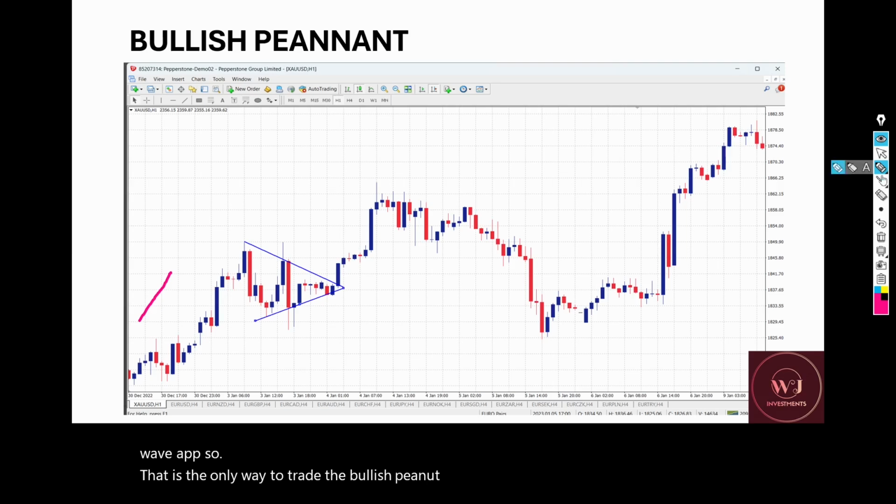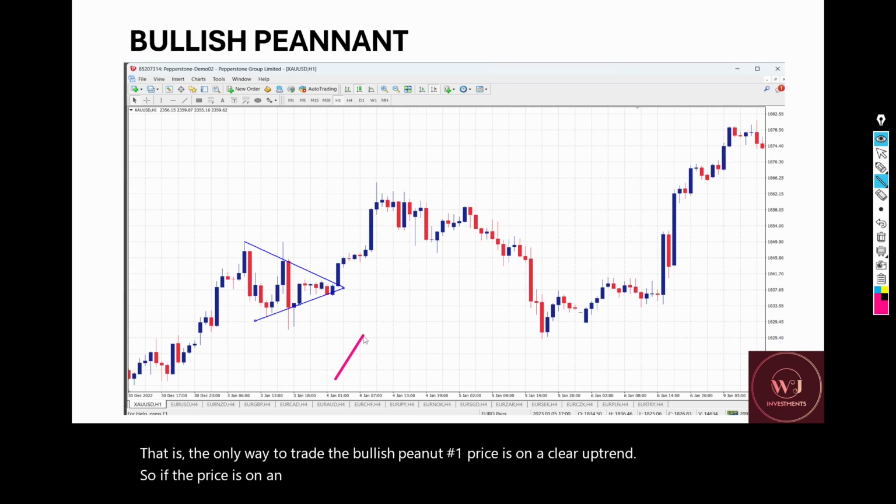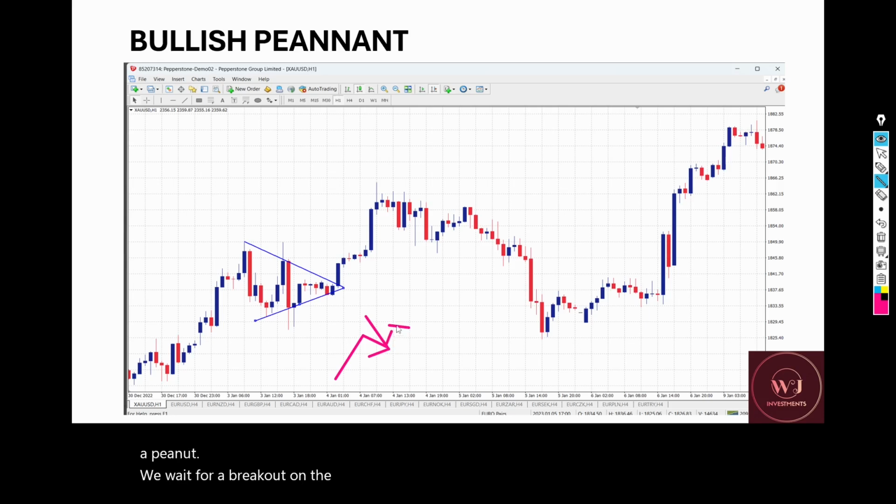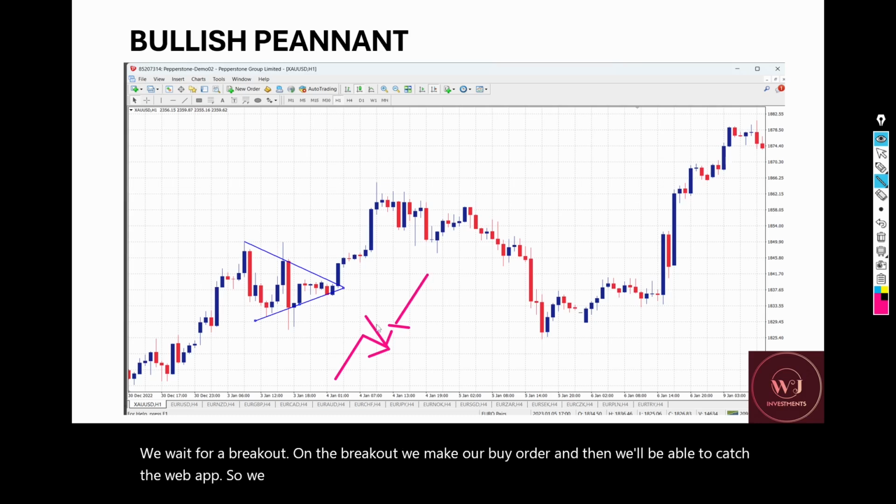Number one, price is on a clear uptrend. If the price is on an uptrend, and then you get this short-term consolidation, which forms a pennant, we wait for a breakout. On the breakout, we make our buy order, and then we'll be able to catch the wave up. So we shall use a buy stop order.